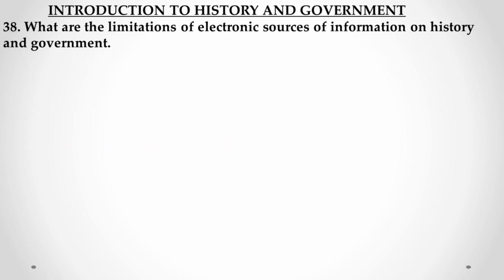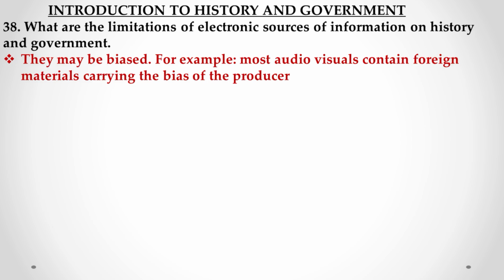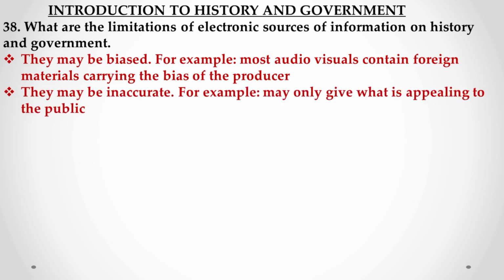Question 38. What are the limitations of electronic sources of information on history and government? One, they may be biased. For example, most audiovisuals contain foreign materials carrying the bias of the producer. Another point, they may be inaccurate. For example, they may only give what is appealing to the public.